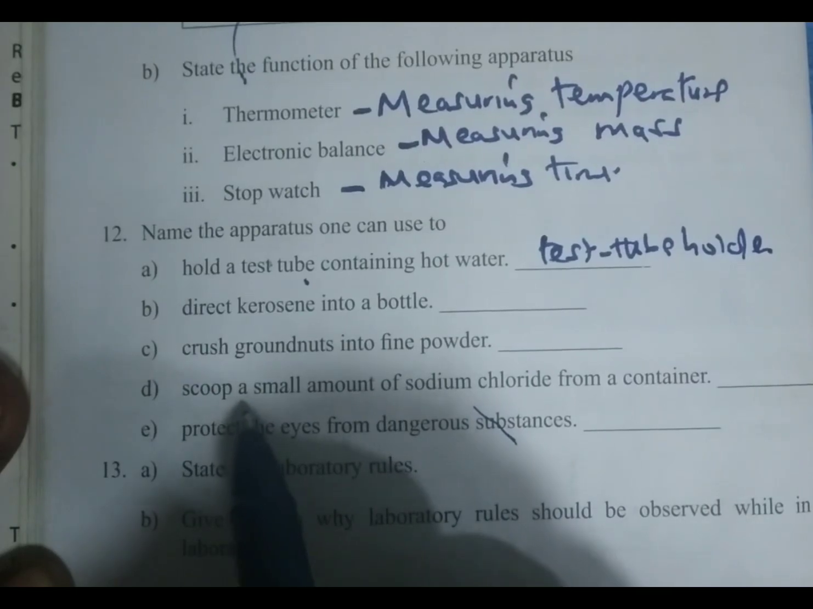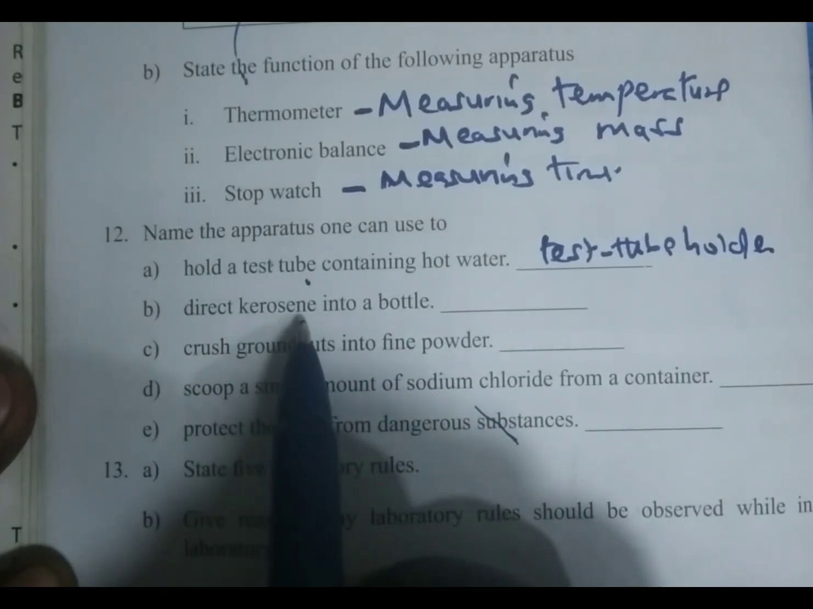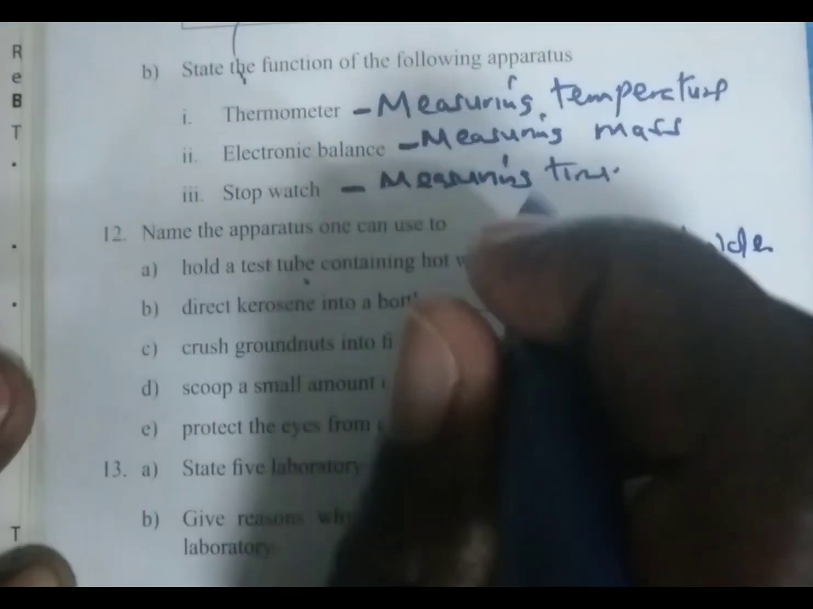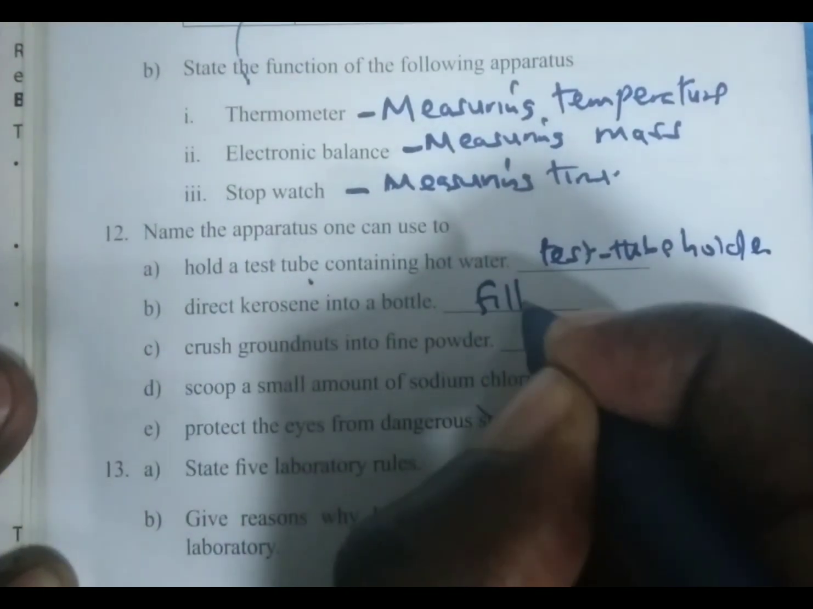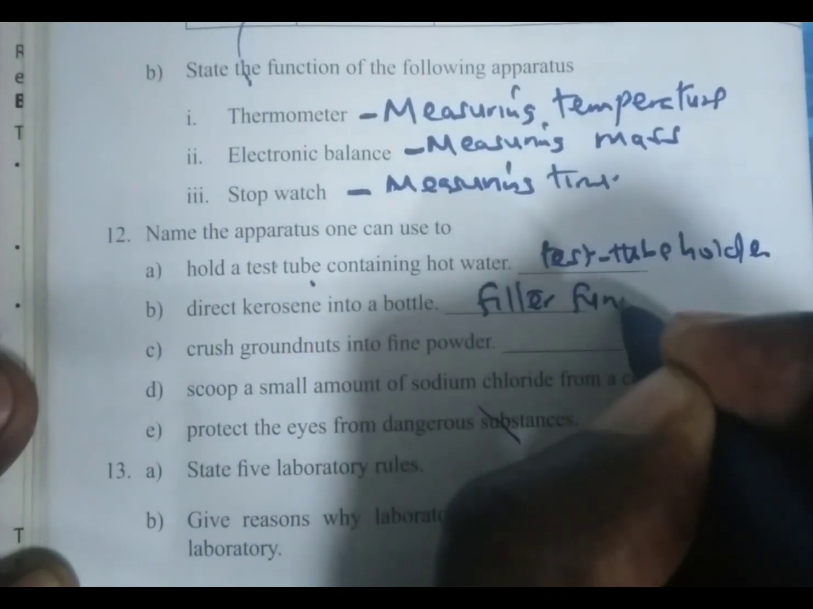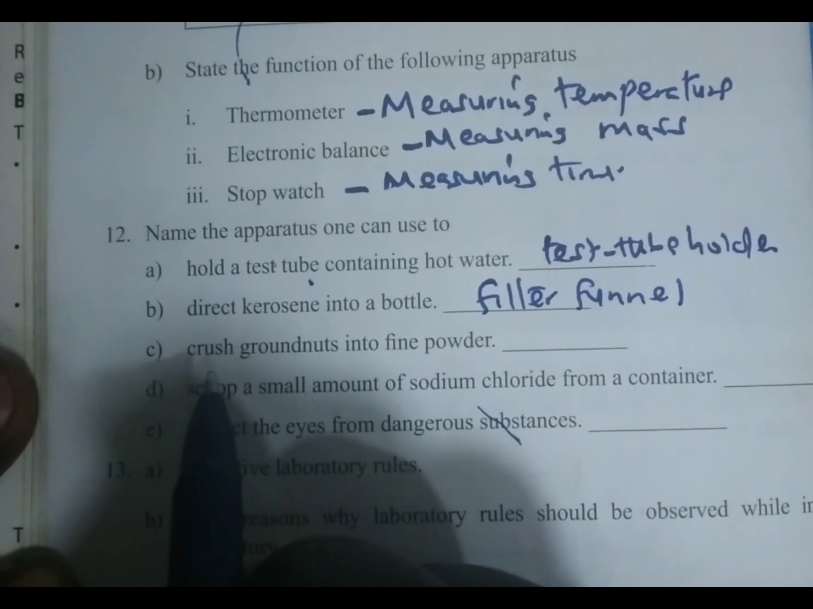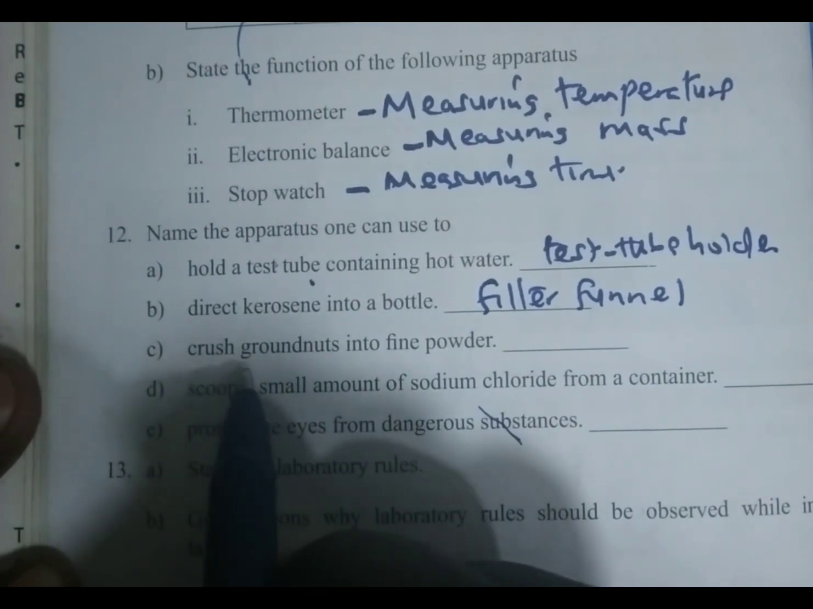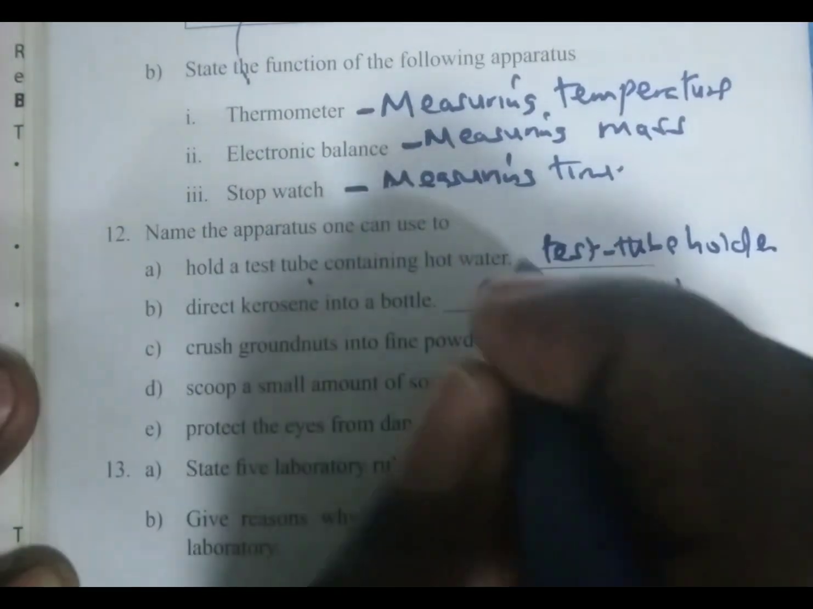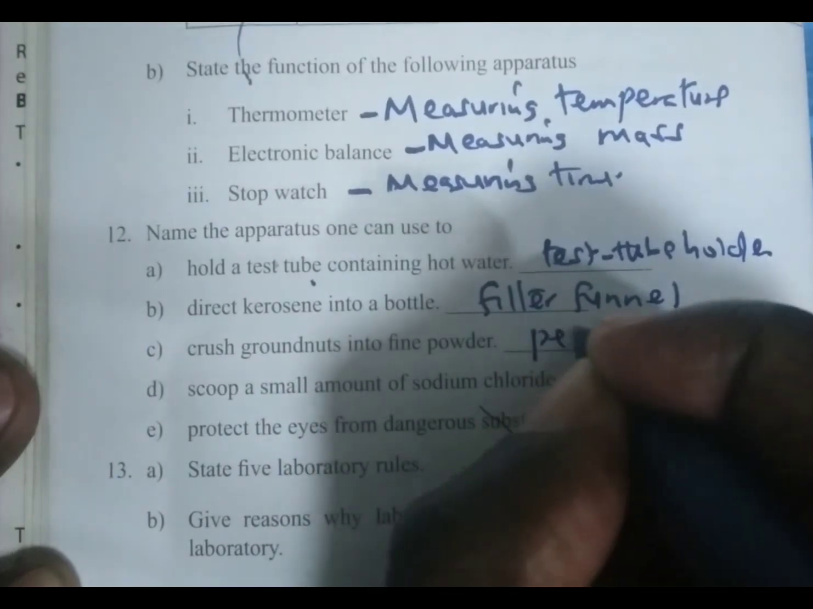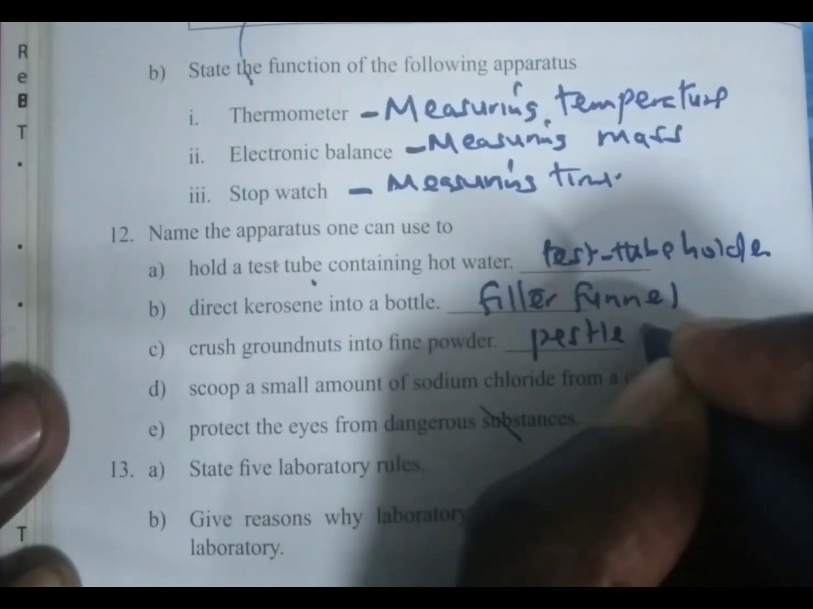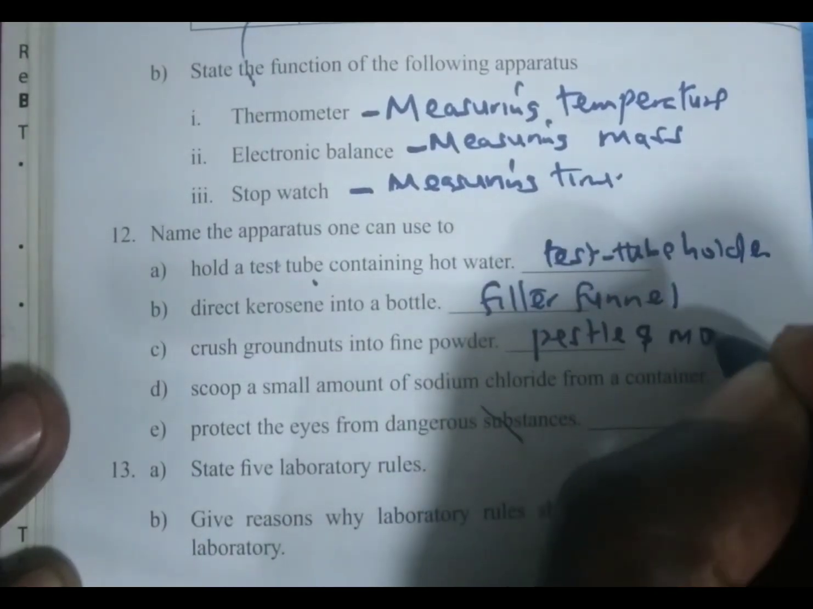B, direct kerosene into a bottle. We use a filter funnel. C, crush groundnuts into fine powder. We use the pestle and mortar.